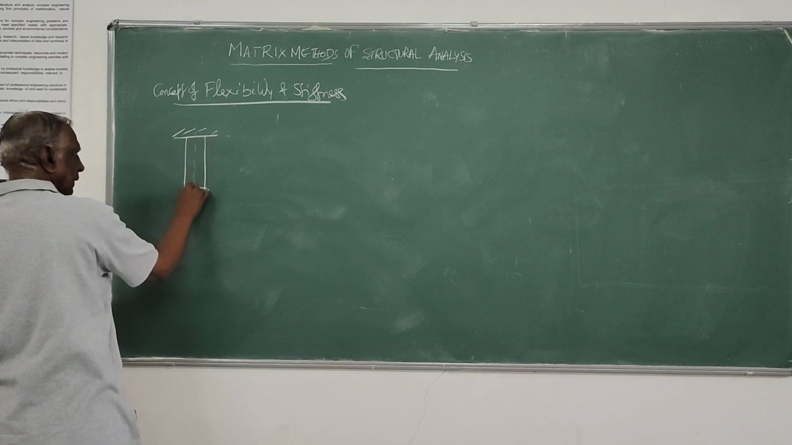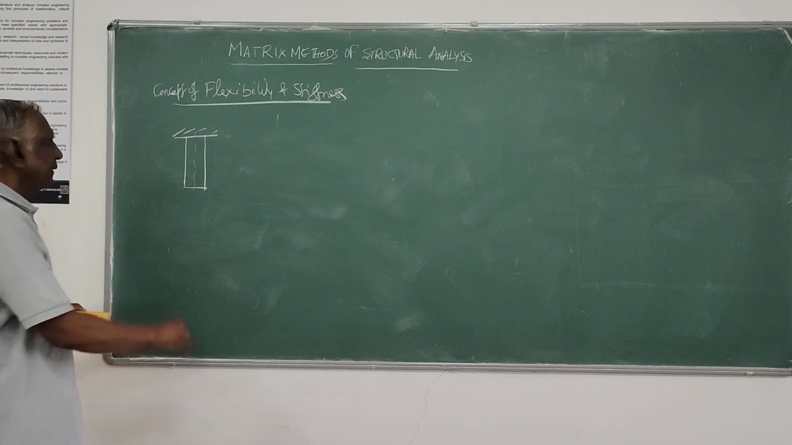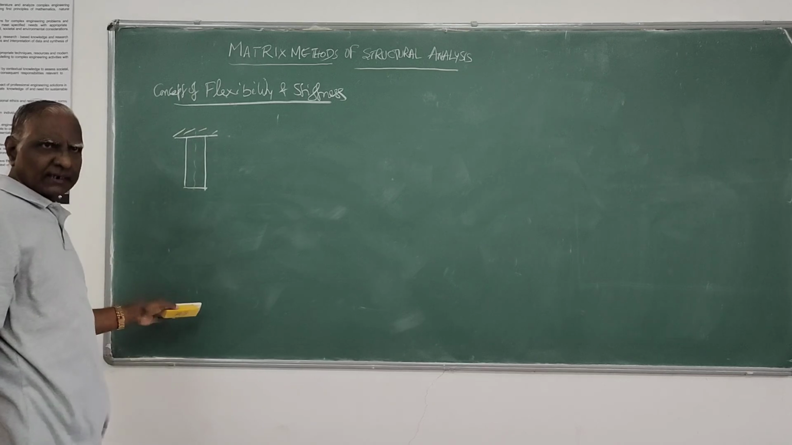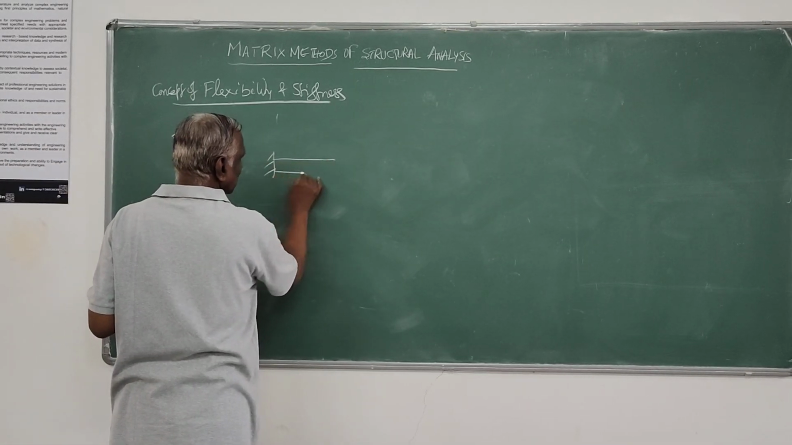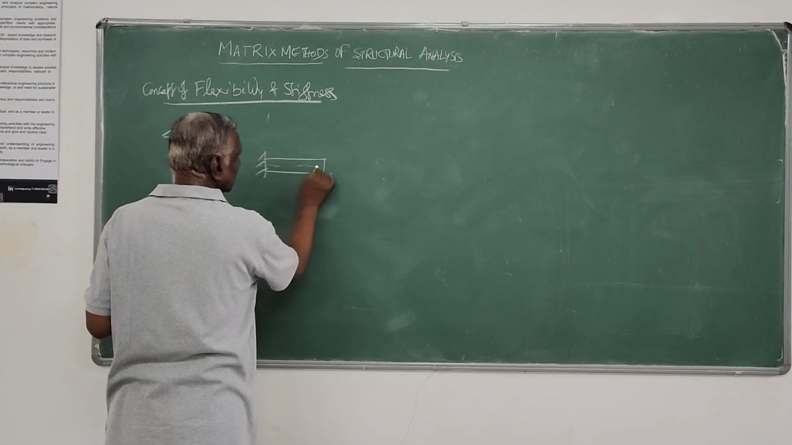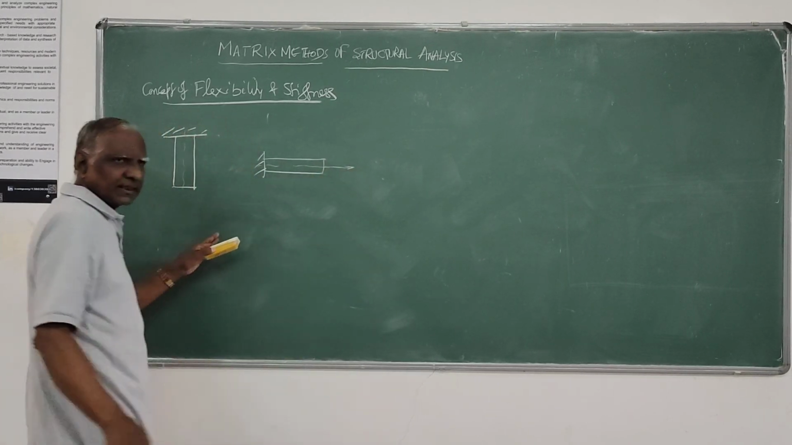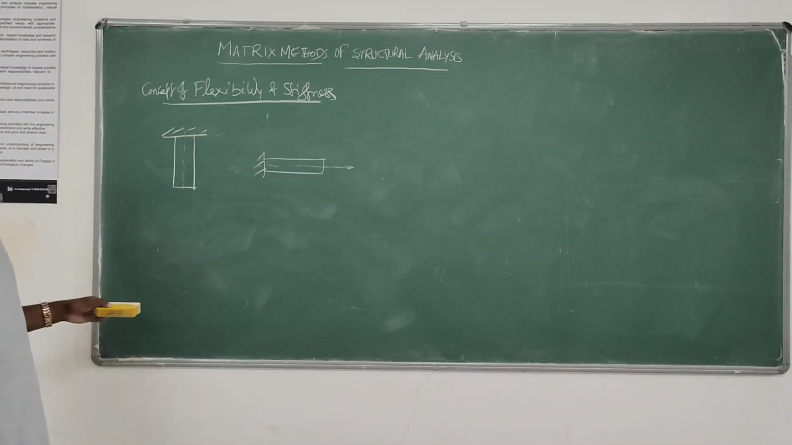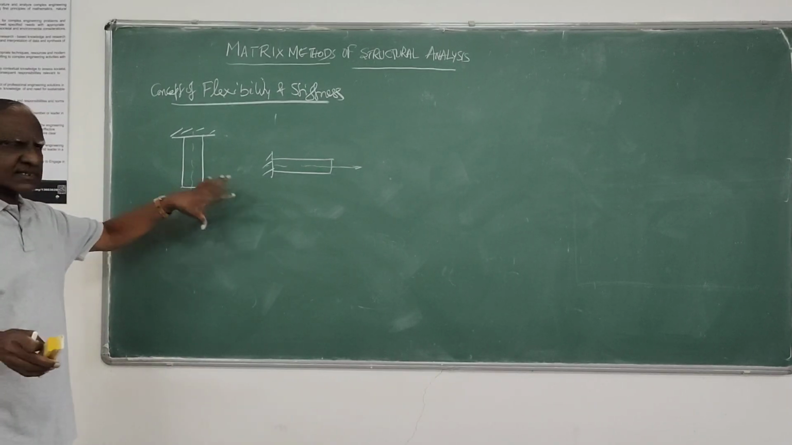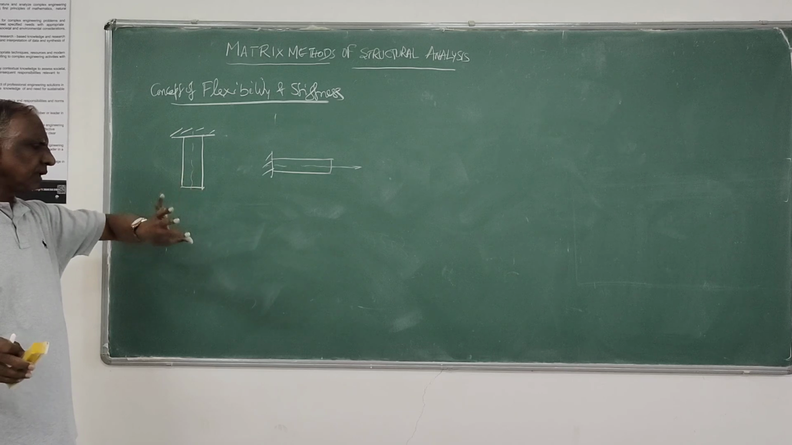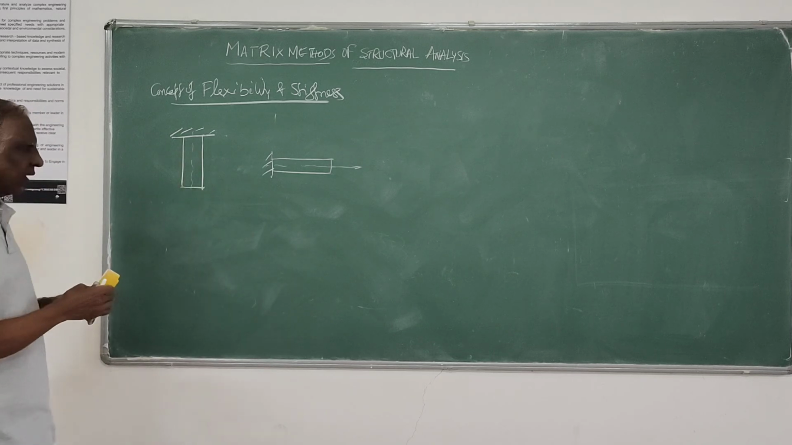Element, one-dimensional bar element, either in vertical direction or in horizontal direction, orthogonal direction. So it lies only in the global coordinate system. It is not a localized system. Local coordinate system and global coordinate system, they are coinciding with one another.